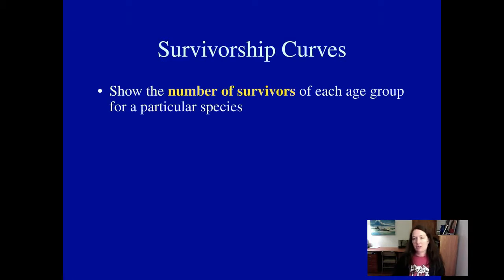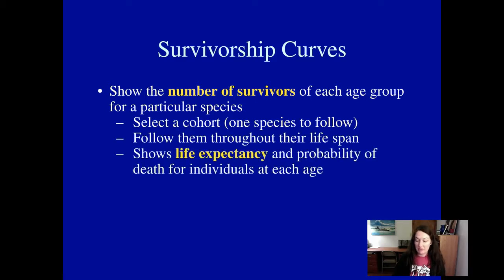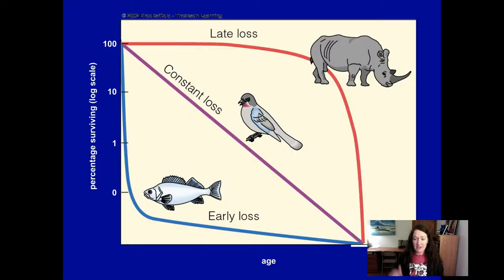So a survivorship curve, we're going to look at a slide here in a moment. These curves show the number of survivors in each age group over time. And these are species specific generally. You choose a species to follow, and then you look at them throughout their lifespan. You take numbers of the individuals throughout the lifespan. So it kind of shows the life expectancy and then the probability of death for individuals at each age. You often hear the word mortality as the measure of death or the rate of death. Survivorship is the opposite. Survivorship is the rate of life or the rate of surviving through different age groups.